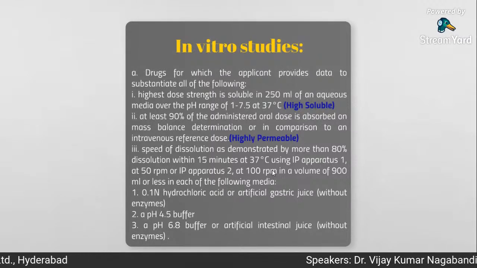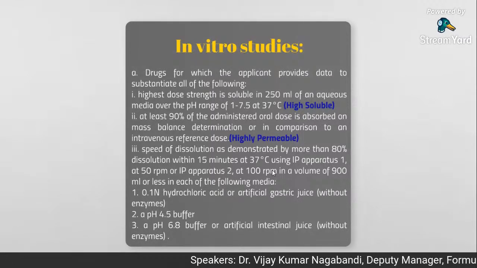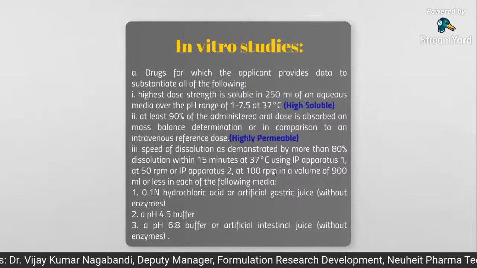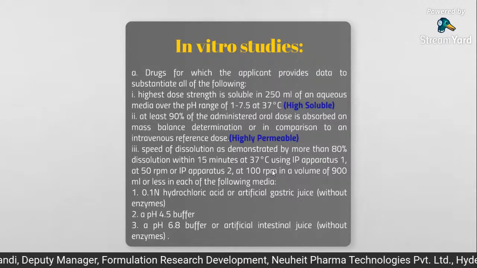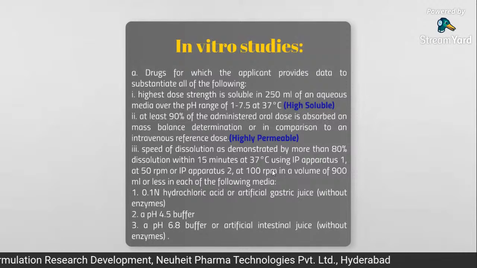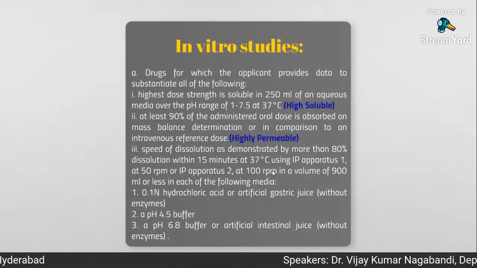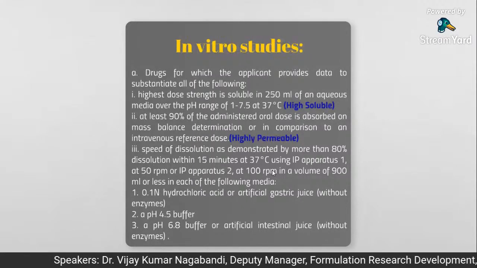So there are 3 criteria. One is it should be highly soluble, it should have a high dissolution rate, and it should be highly permeable. Under these 3 conditions, it comes under the category of BCS class 1 or BCS class 3. In these cases, by conducting the in vitro testing itself, we can approach the FDA, the regulatory authority, to get the approval of bioequivalence.